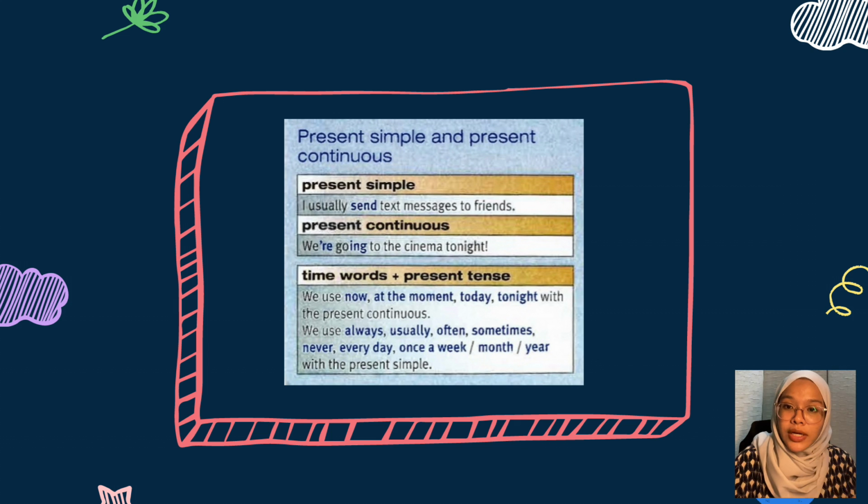Time words plus present tense. We use now, at the moment, today, tonight with the present continuous. And we use always, usually, often, sometimes, never, every day, once a week, once a month, or once a year with the present simple.